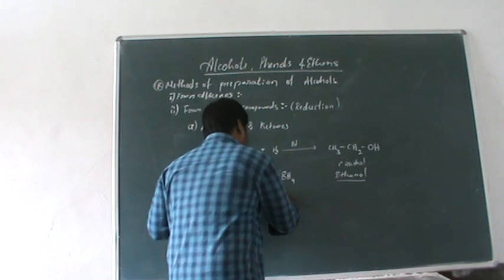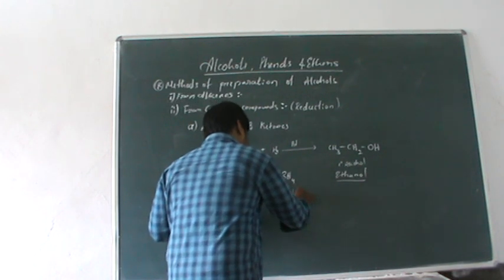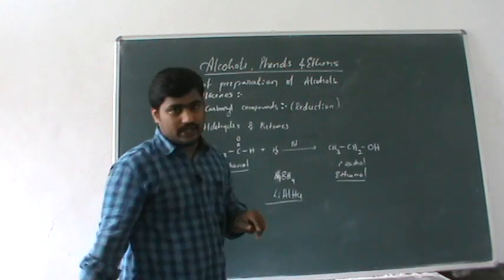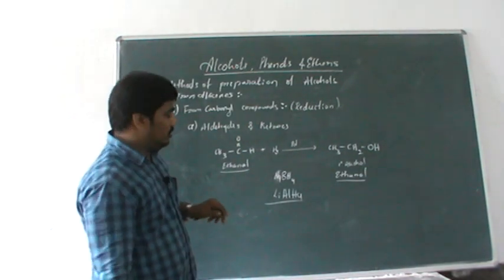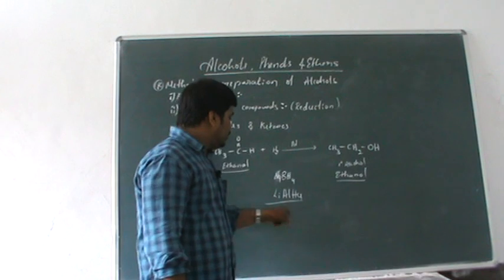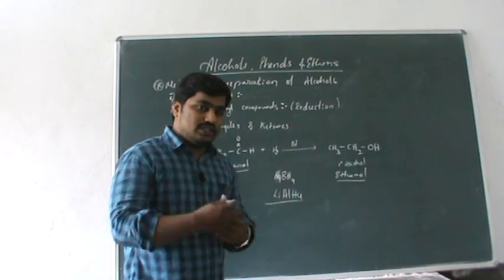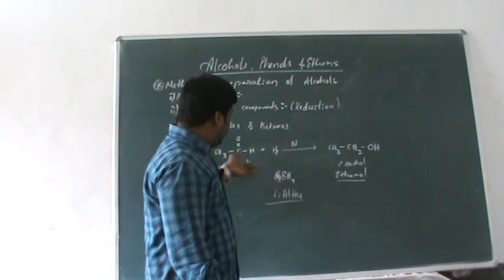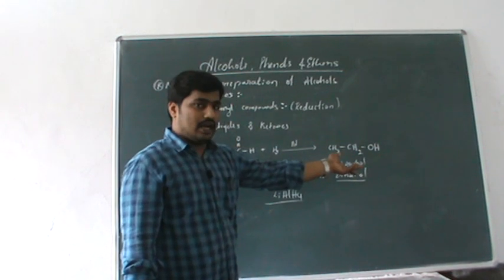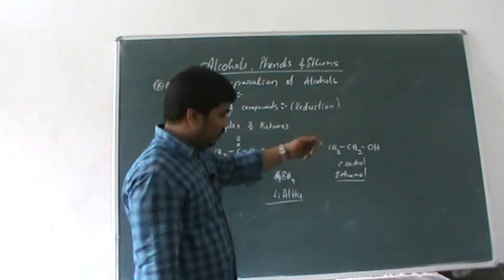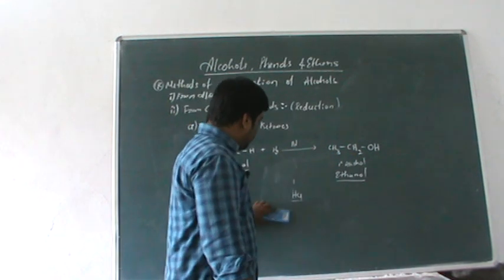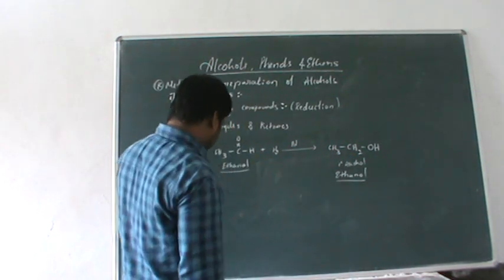Lithium aluminium hydride is a strong reducing agent. This is a very familiar one. These two are the mild reducing agents. You can use any reducing agent for the reduction of carbonyl compounds into alcohol. It is possible. Next, I consider another example.